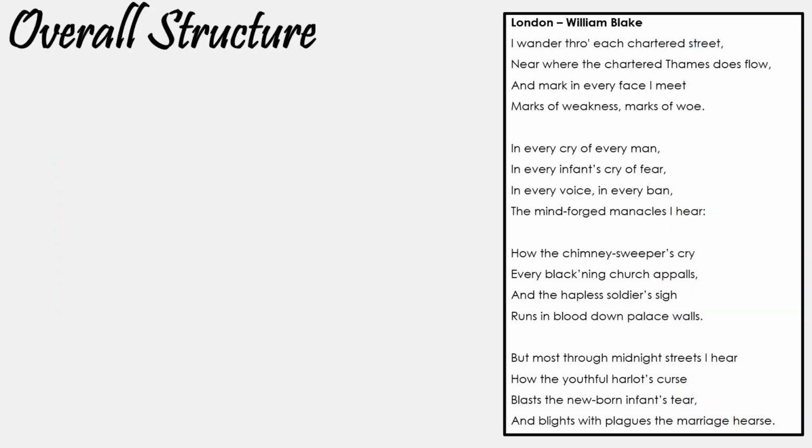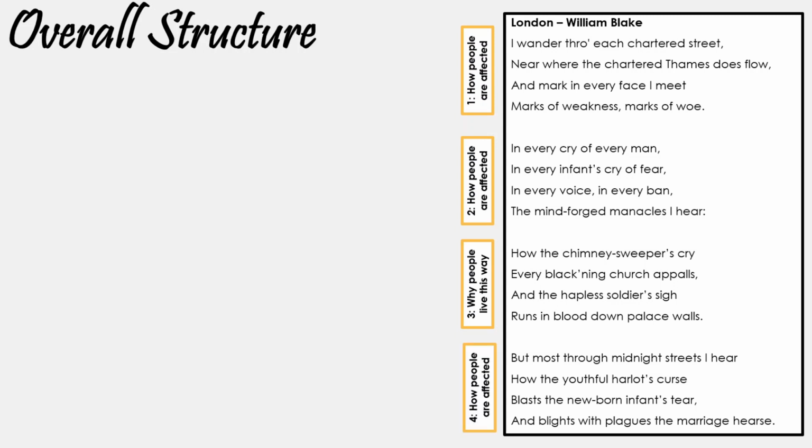Now looking at the narrative of the poem, or the journey of the poem, stanza 1 is about the people that the speaker meets and how they're being affected by the conditions of society. Stanza 2 is about how people are being affected too. Stanza 3 starts considering why people are living in these conditions, so thinking about the church and the palace and those who held control of society in the 18th century. But in stanza 4 he moves back into discussion about the people and how they are affected again. So because this poem starts and ends in the same way, we could say it's got a cyclical structure to it.